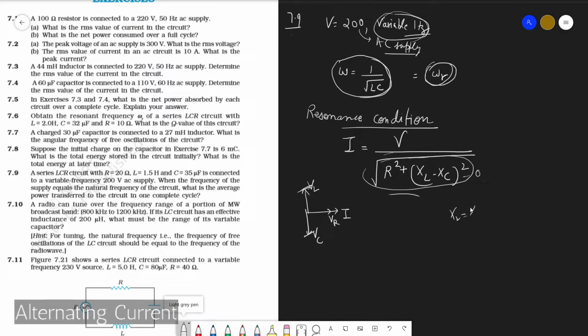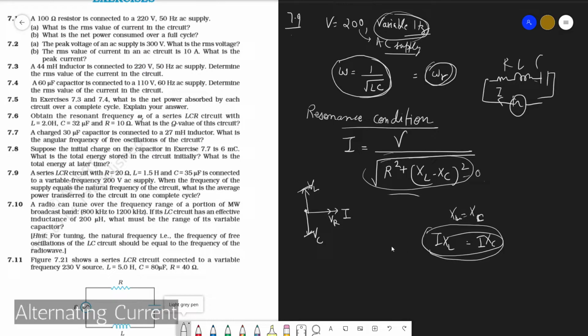XL is equal to XC, and this is a series circuit. In a series circuit, current is the same through R, L, C. So current is I in all these elements. The voltage here is IXL, and here the voltage is IXC. These two voltages are like this, but their magnitudes are equal, XL equal to XC. That means IXL equal to IXC, that is VL is equal to VC.